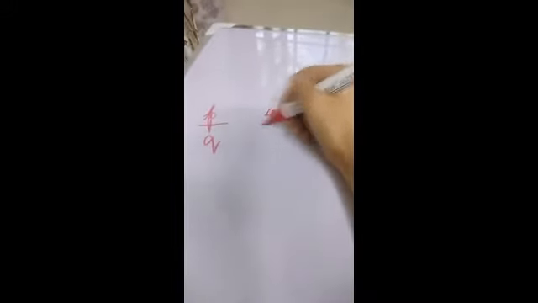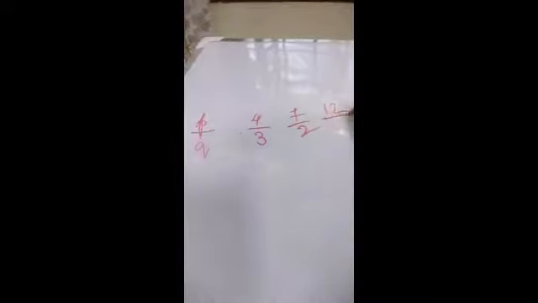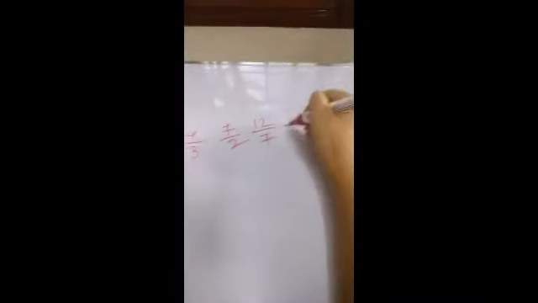As you know, rational numbers are numbers which you can write in the form p by q. So any fraction like 4 by 3 or 7 by 2 or 12 by 7, anything. Or minus 3 by 4, all of these are rational numbers.